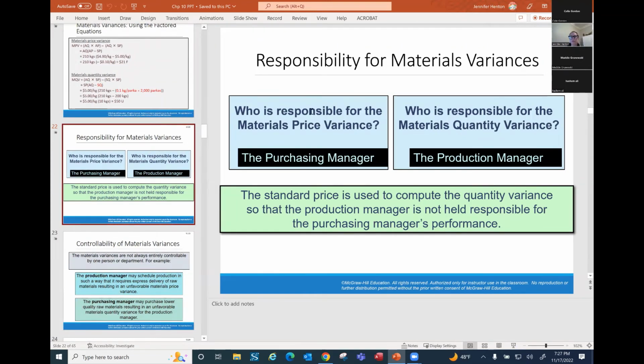All right, so who is responsible for the materials price variance? So remember, we talked about the purchasing manager is responsible for that. And who's responsible for the materials quantity variance? That would be the production manager. So the standard price is used to compute the quantity variance so that the production manager is not held responsible for the purchasing manager's performance. So you don't want to look at the price variance there because they're not responsible for that.